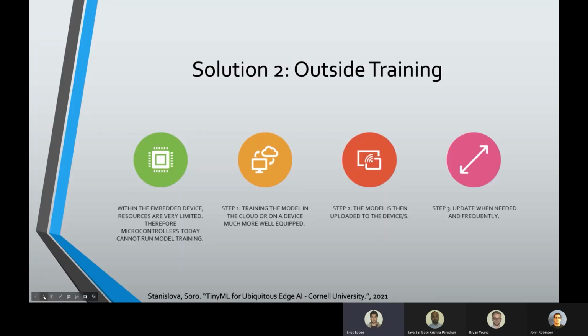This is another solution as well, which is outside training, in which we know that inside the embedded devices, resources are very limited, and microcontrollers today just can't run model training on them yet. But we can run the training models on the cloud or on a device much more well equipped, and then after the model is trained, compress it and then put it on the embedded device.